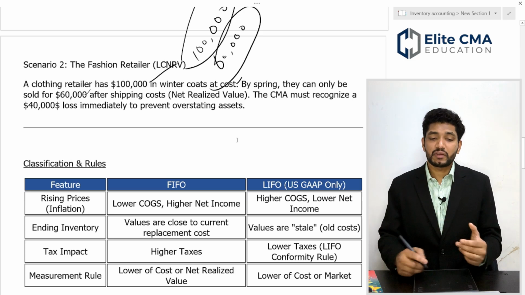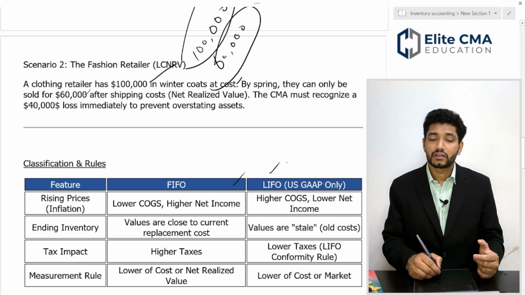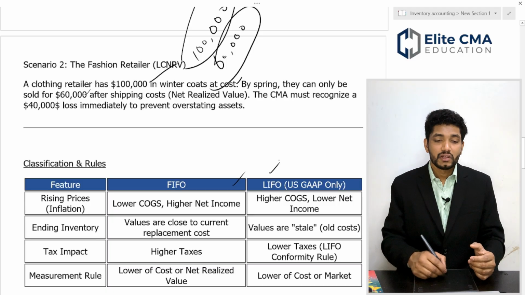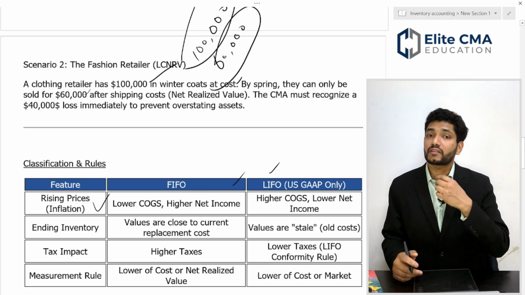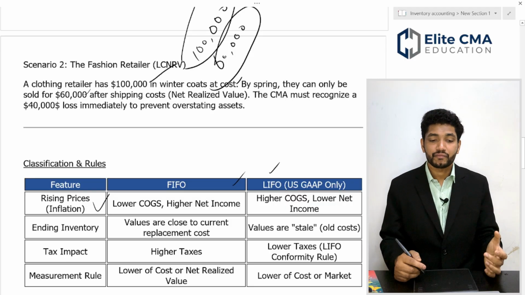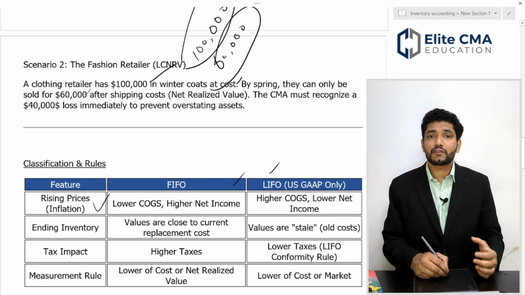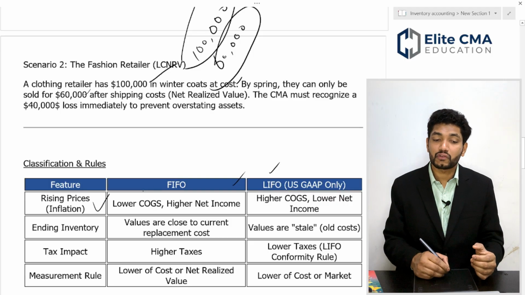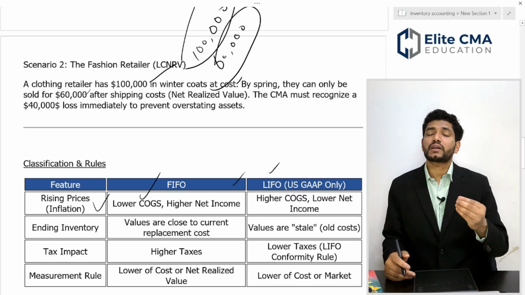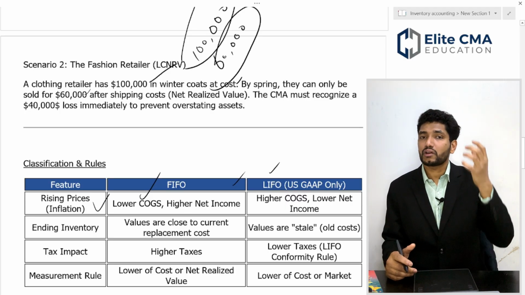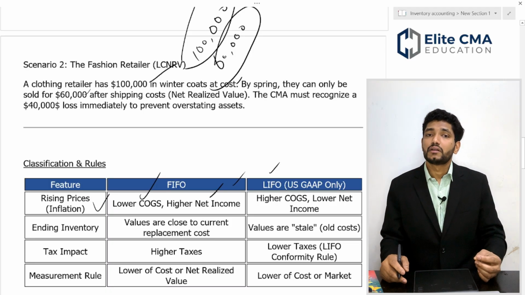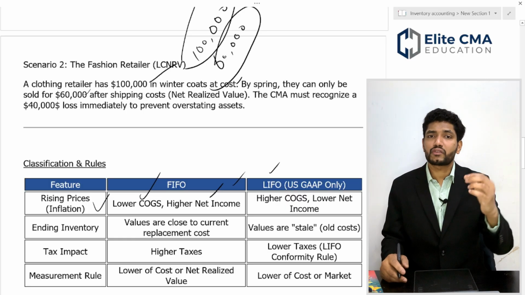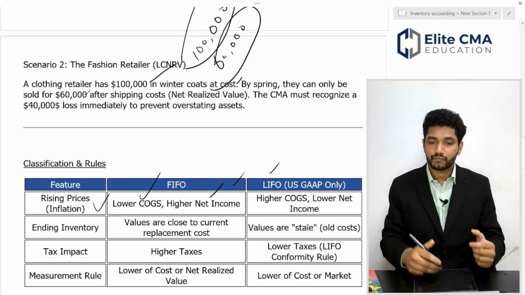So, here is a comparison between the FIFO and LIFO methods when it comes to inventory valuation. In an inflation environment, inflation means rising prices. If prices are rising and you are using the FIFO method, your cost of goods sold will be lower. Why? Because you are considering old stock as your cost of goods sold. So, it will be lower and the net income higher. Obviously, if your cost of goods sold is lower, your net income will be higher.